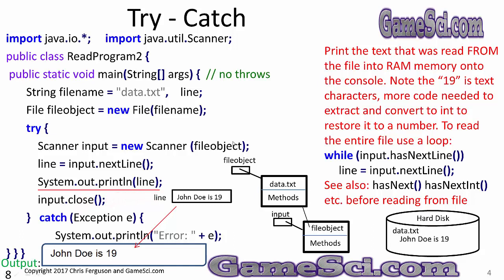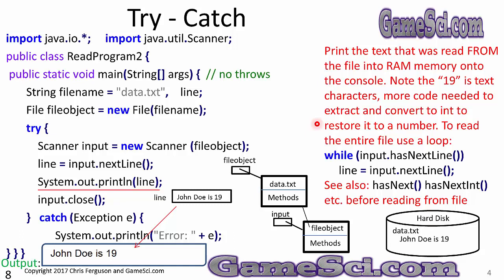System.out.println(line). Print the text that was read from the file into RAM onto the console. Note, this time the 19 is text characters. Since this is stored in a string variable, we will output the text characters 19 to the console. More code may be needed to extract and convert it to an int to restore it to a number.